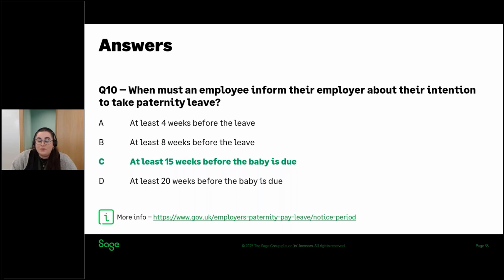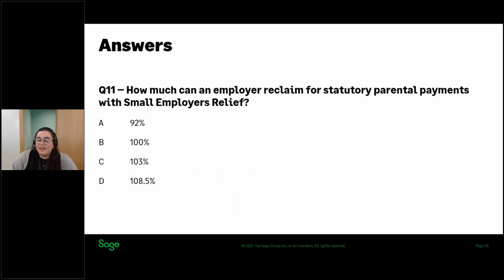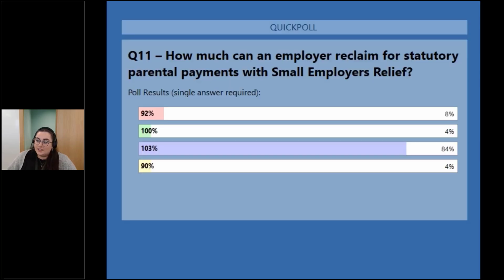But moving on to question number 11, and this was, how much can an employer reclaim for statutory parental payments with small employers relief? So 84% of you have said 103%. A couple of people went for the other ones, but let's go ahead and see what the correct answer was.